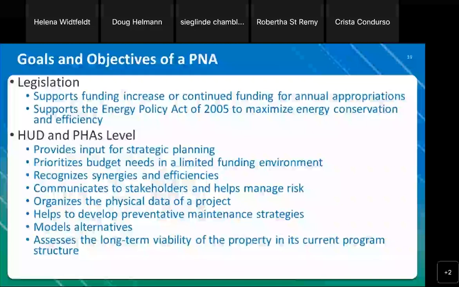You can use those physical needs assessments to do alternatives and model and see what options are best for you and your community. And sometimes this is not an answer that you derive yourself. You need to broaden that and bring that to other stakeholders to create long-term viability in your current program structure. So just look at it as very comprehensive. It can give you a lot of different information pieces to derive your objectives for the authority.